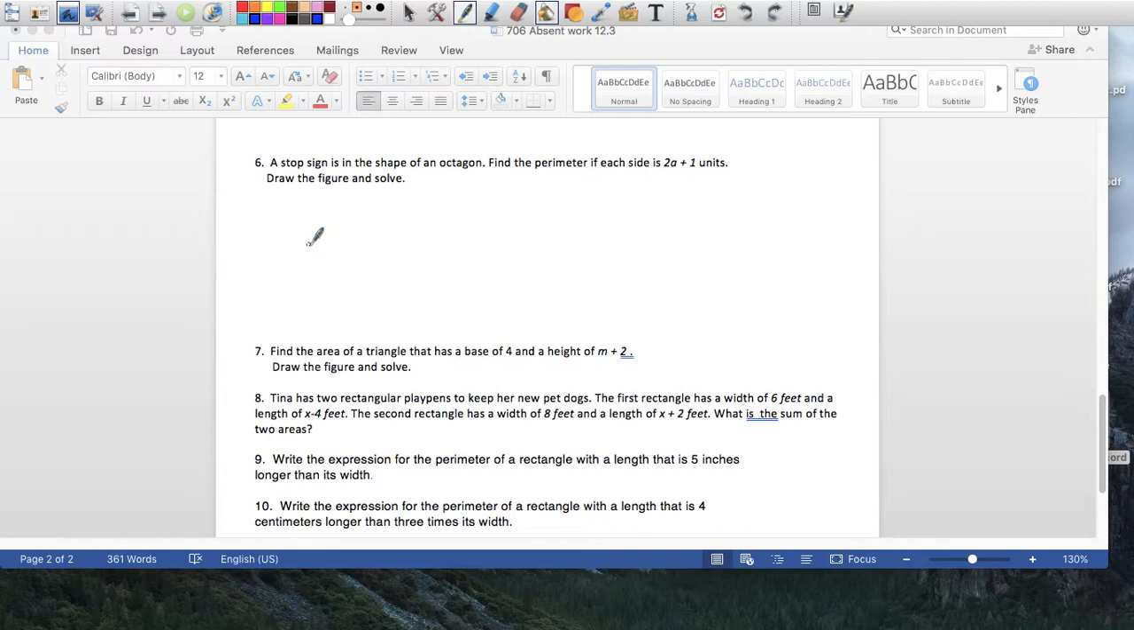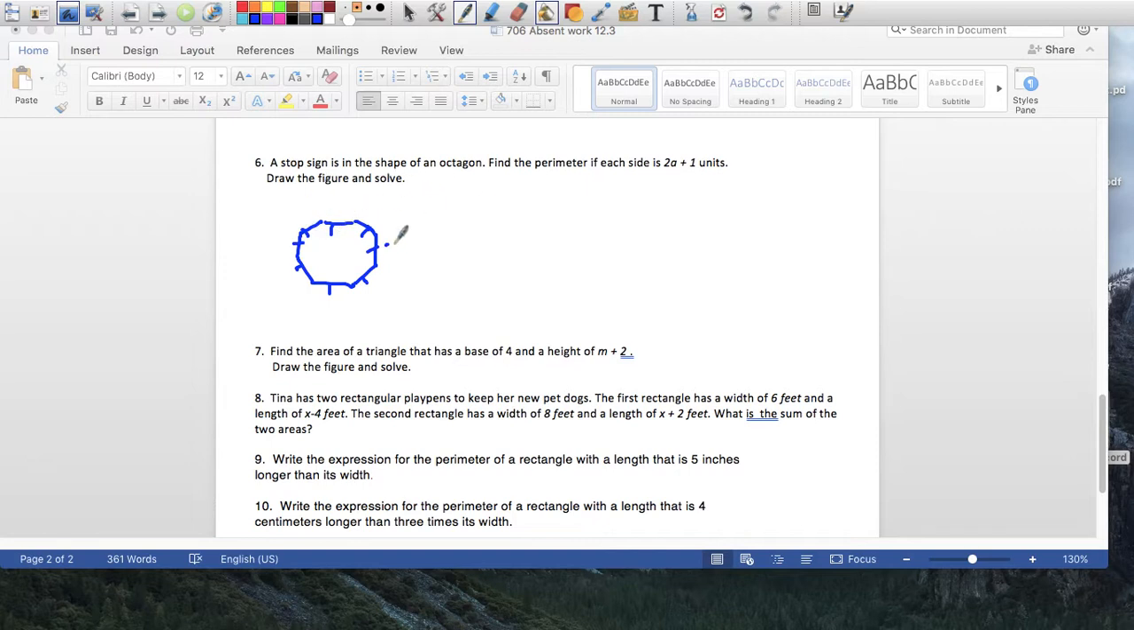Why can't I draw an octagon? It's 8 sides. Oh my god. Okay, so 1, 2, 3, 4, 5, 6, 7, 8. Is that 8 sides? 1, 2, 3, 4, 5, 6, 7, 8. Alright, that has 8 sides.